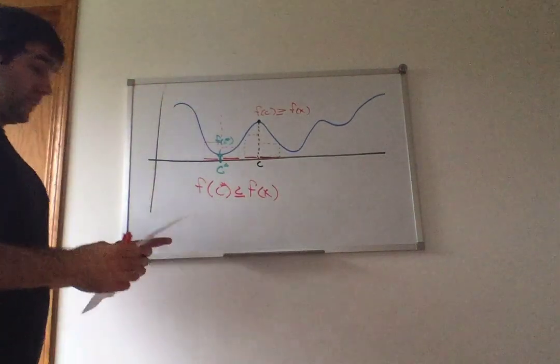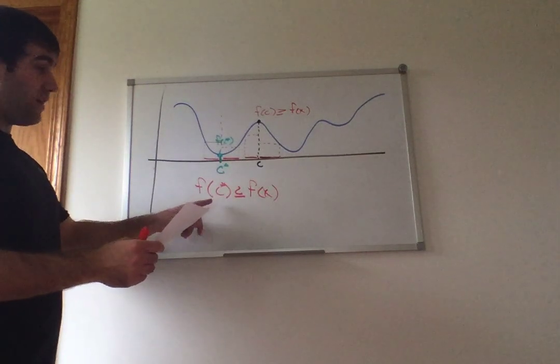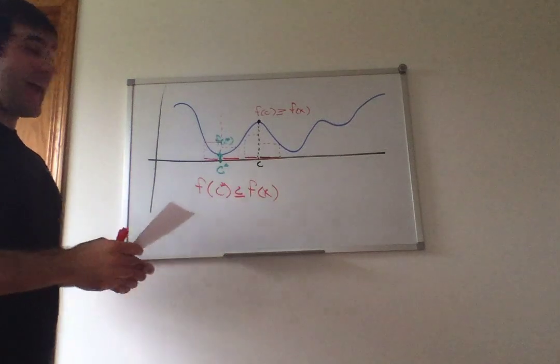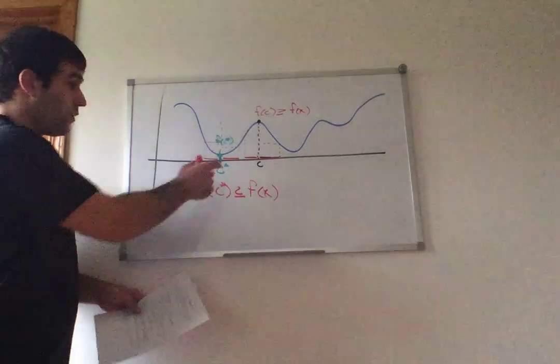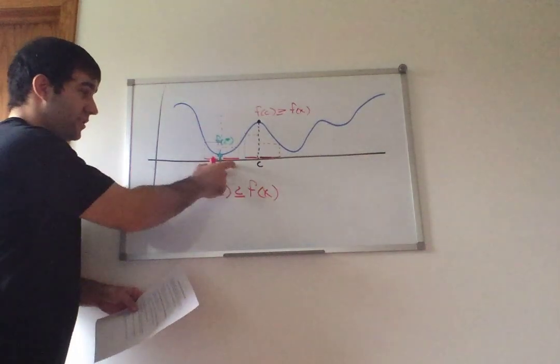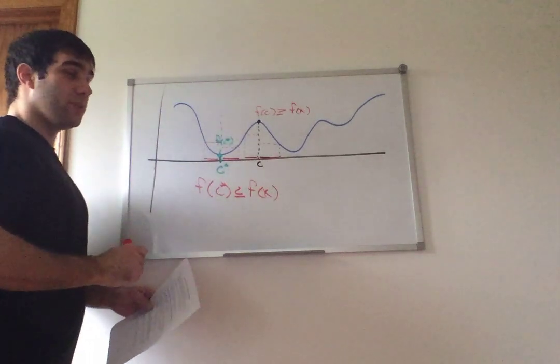So it says the number f of c is a local minimum value of f if f of c is less than or equal to f of x when x is near c. We're near c, this inequality always holds when we're near this c star, therefore this is a local minimum. Okay?